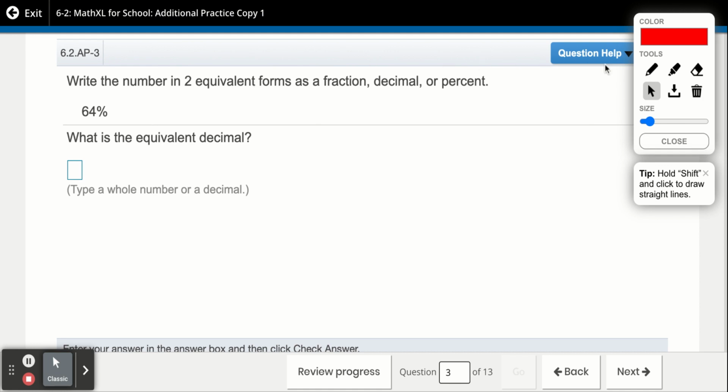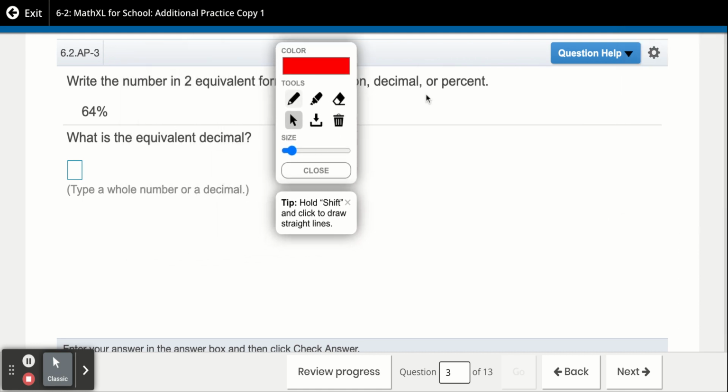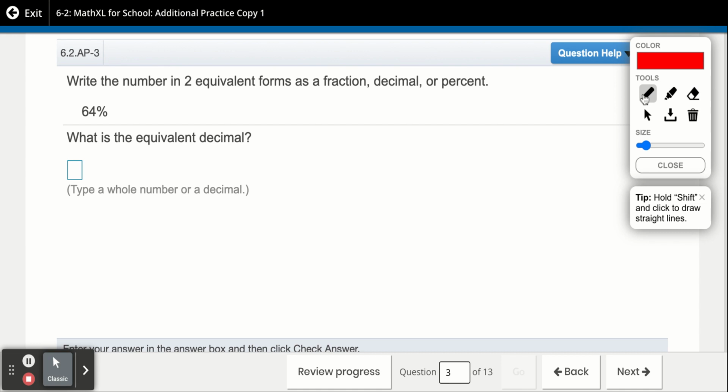Oops, wrong thing. Oh, having issues with the marker.